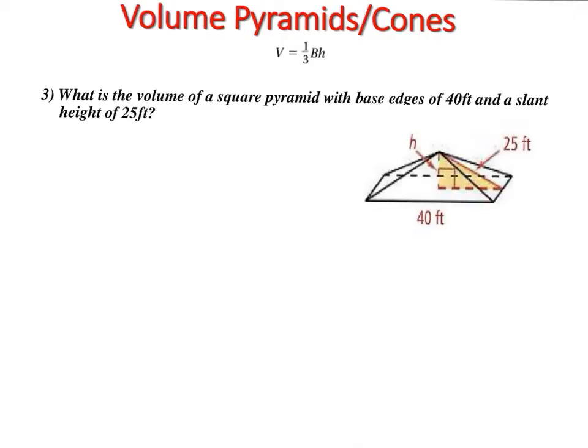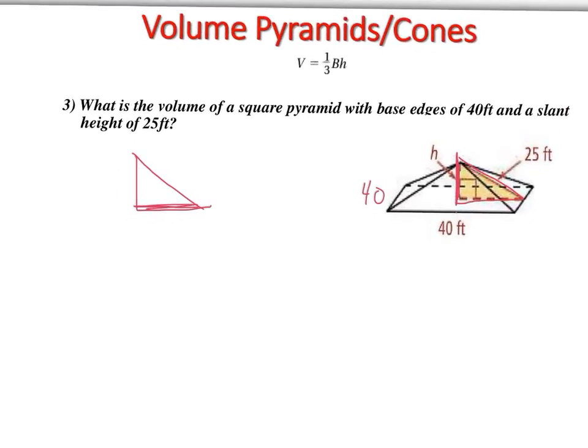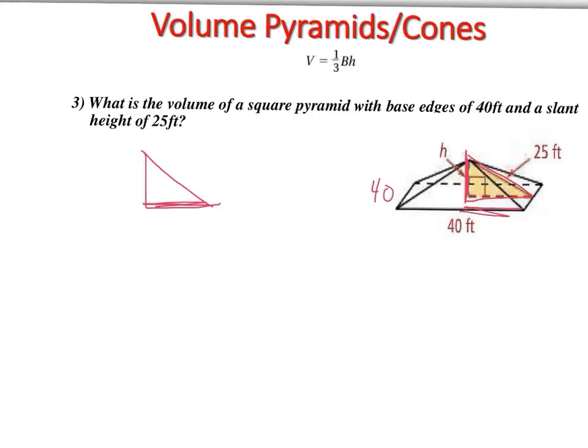In this problem, what's the volume of a square pyramid with base edges of 40 and a slant height of 25? So it is 40 by 40 on the bottom. But the problem here is we're not given this height right there. So if we take this right triangle here and just draw it out, then this distance here is going to be half of the 40. So that's actually 20 on the bottom. We're looking for this height, and the slant height, in other words, this distance up the side of the pyramid, is 25. So now we could go ahead and calculate the height using Pythagorean theorem.